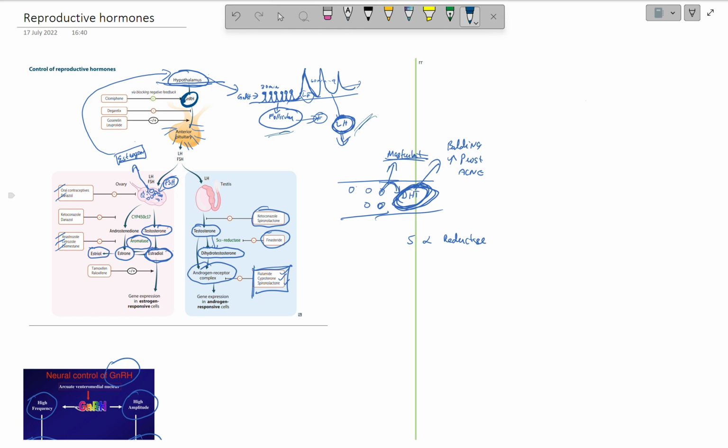Testosterone forms estradiol, estradiol forms estrone and estriol. Estriol is the pregnancy estrogen. Estradiol is the regular one, along with estrone. Testosterone, with the help of aromatase, becomes estradiol. So testosterone is the first precursor.